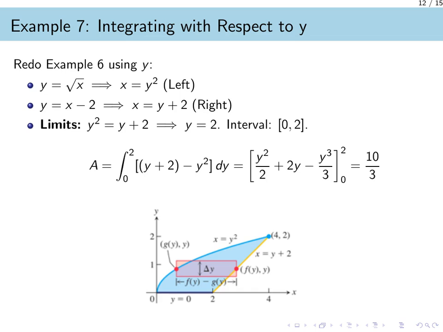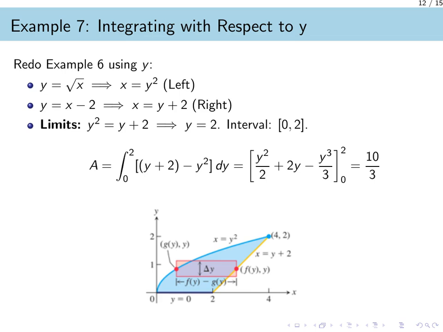Next, we find the limits of integration. The region starts at y equals 0. To find the upper limit, we set the two functions equal to find their intersection point. y squared equals y plus 2. Solving this equation gives us y equals 2. So, we will integrate from y equals 0 to y equals 2.